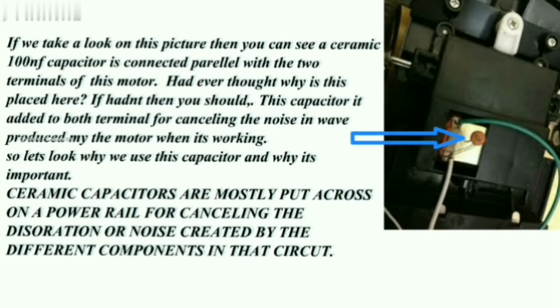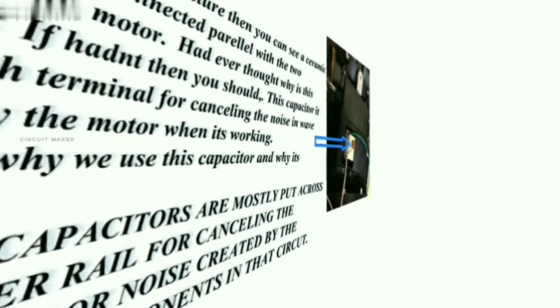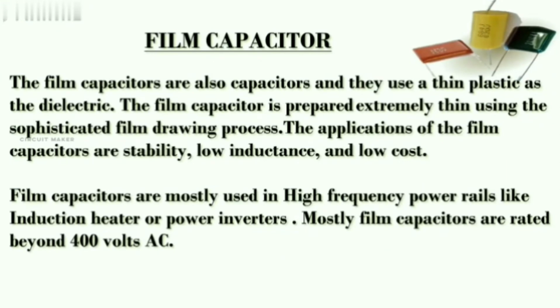Next is the film capacitor. As the name says, they are made up of dielectric films. Film capacitors are used mainly in AC supplies. They are designed to work at high frequencies and high voltages. They are mostly seen in high frequency power rails like induction heaters or power inverters. Film capacitors are also used as voltage droppers in power supplies.